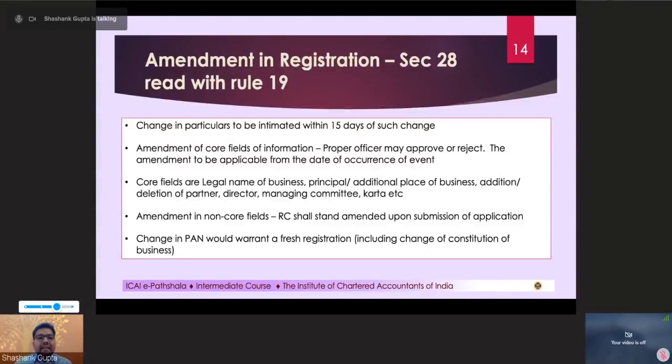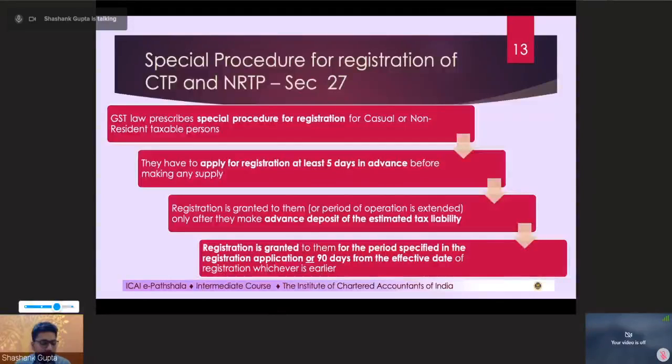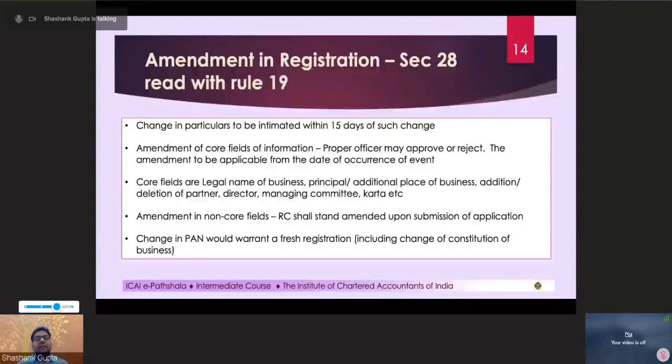Next is amendment in registration. Suppose someone obtains registration and there is any change in the particulars, then the law says that the changes have to be intimated within 15 days. If there is any amendment of core fields of information, the proper officer may approve or reject. Core fields of business are such as legal name of business, principal and additional place of business, addition or deletion of partner, director, managing committee, karta.